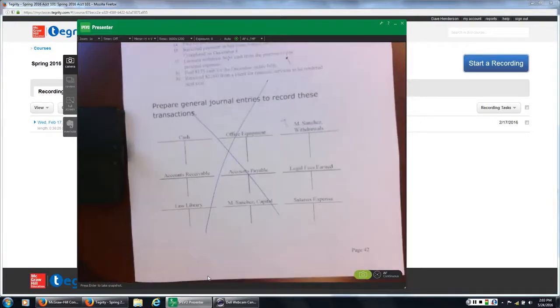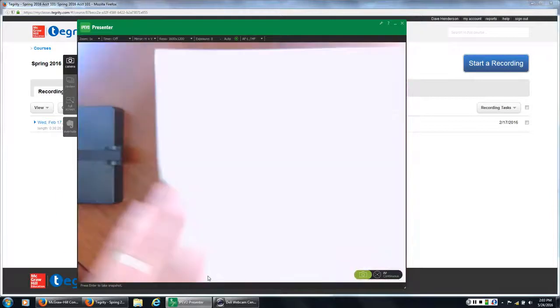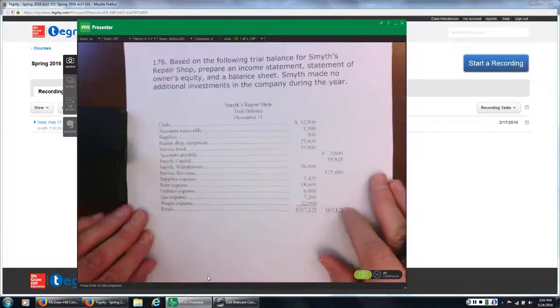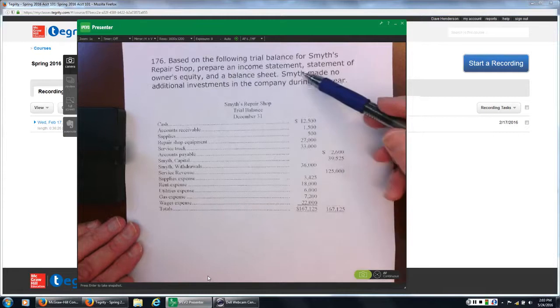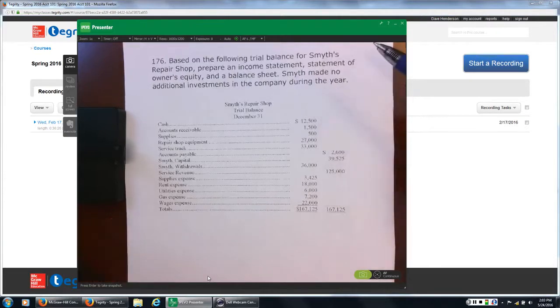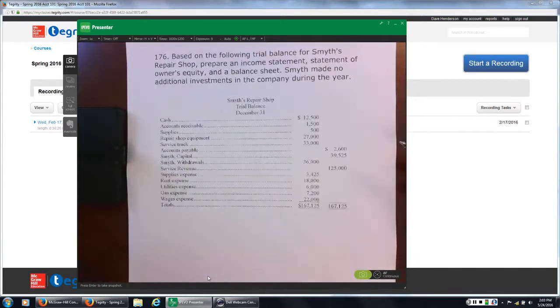All right, so let's go ahead and take a look at the last one that you can do in this module. So what I want you to do is prepare an income statement, okay? And prepare the statement of owner's equity and then the balance sheet. If you haven't done that, please take a second to go ahead and do that. Okay? So welcome back. Let's see how you did.